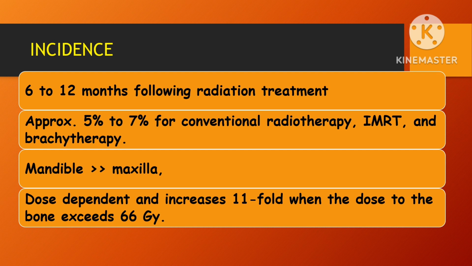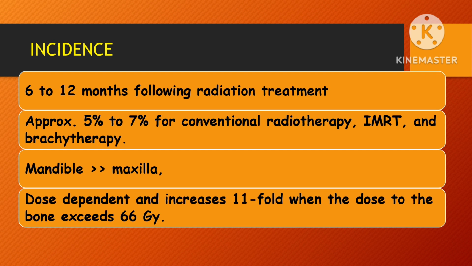Osteoradionecrosis typically manifests 6 to 12 months following the radiation therapy, but it can develop anytime from months to years following the radiation therapy. The incidence is approximately 5 to 7% for conventional radiotherapy. Osteoradionecrosis is more frequent in the mandible as compared to the maxilla because there is relatively lower vascularity in the mandible.